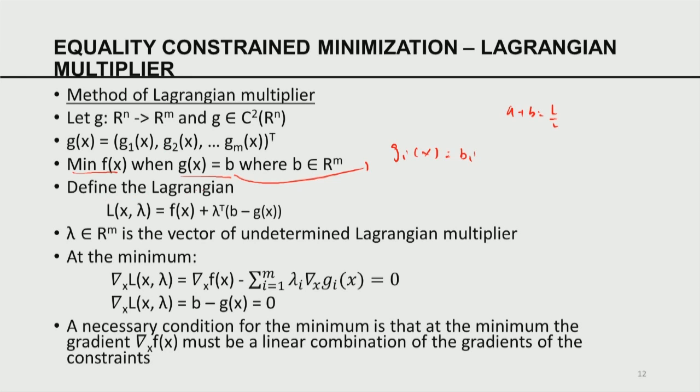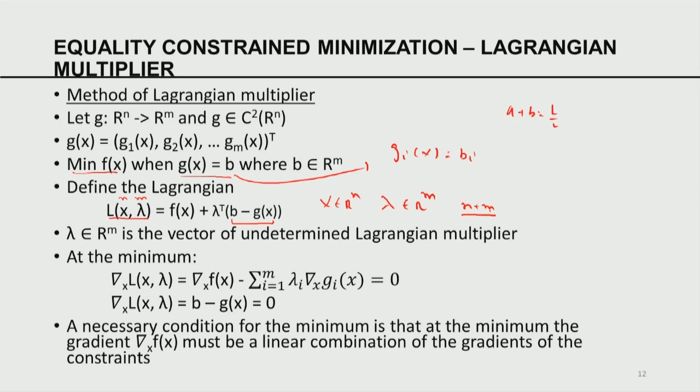So, define a Lagrangian which is a sum of f of x and lambda transpose times b minus g of x, that is the constraint. Lambda is a vector. Lambda transpose (b minus g of x) is a scalar, add that scalar to f of x. So, that becomes a new Lagrangian function. Now, x is a vector belonging to Rn, lambda is a vector belonging to Rm because g is an m vector, b is an m vector, lambda must be an m vector. So, I have now defined a function where this is n long, this is m long, so the total number of variables is n plus m. I am expanding the space over which I need to do the minimization.